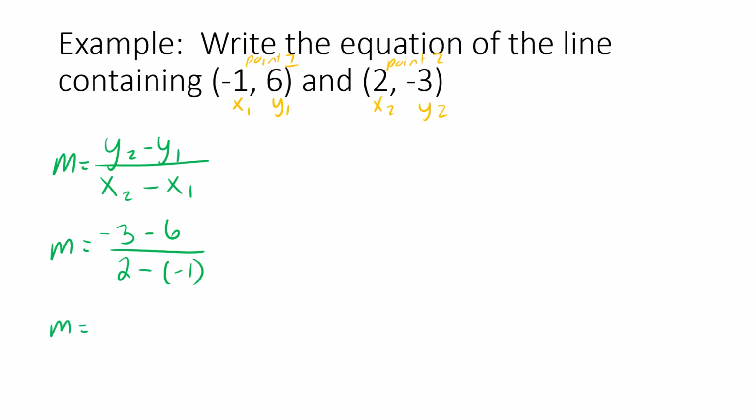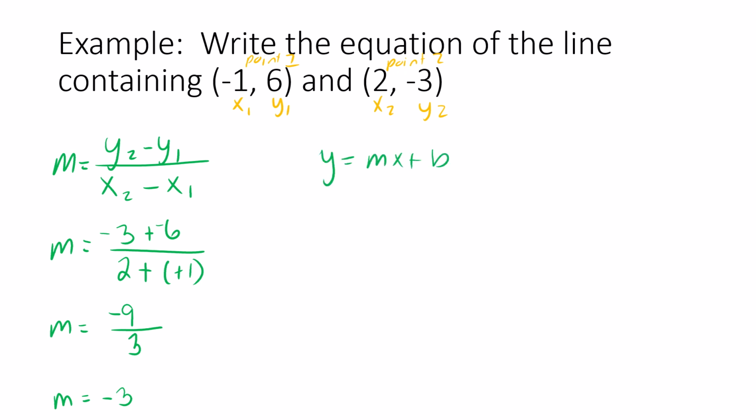-3 minus 6 is the same as -3 plus -6, so that's -9. And then this would be adding the opposite here. So minus a negative is the same as just adding. That's a messy way of saying 2 plus 1. So that's 3, and -9 divided by 3 is -3. So now I have found my slope. Now I can pick either of those points to find the y-intercept.